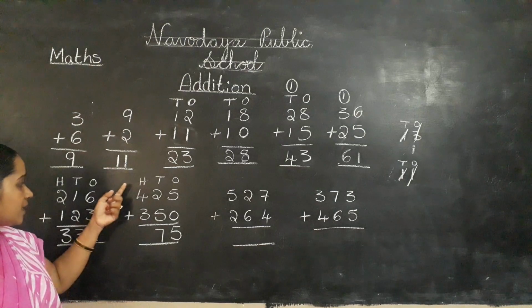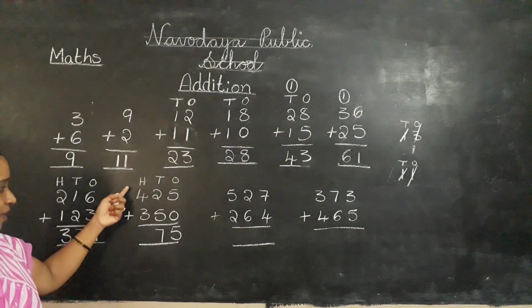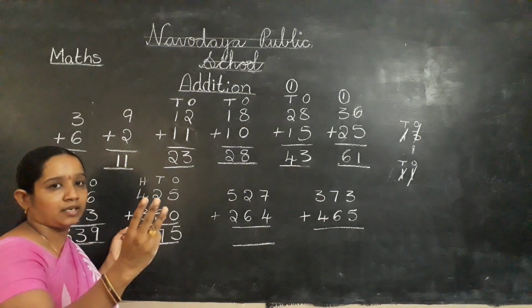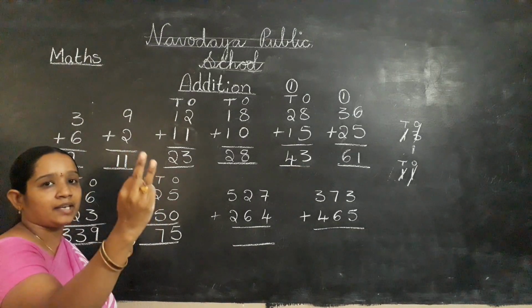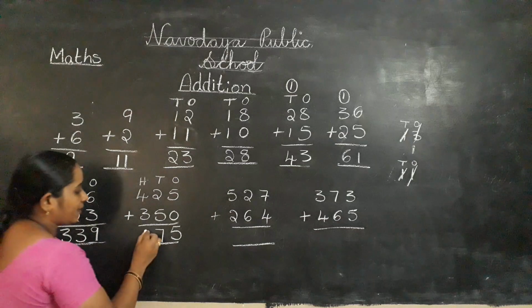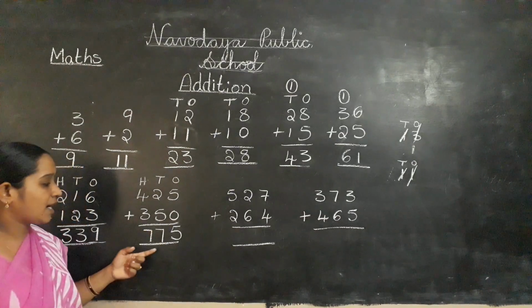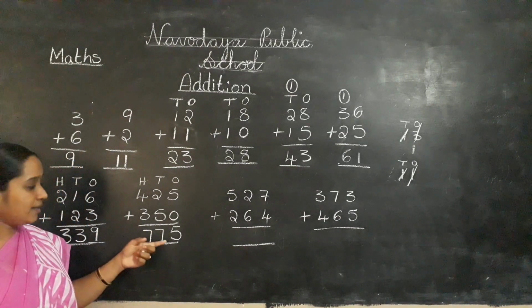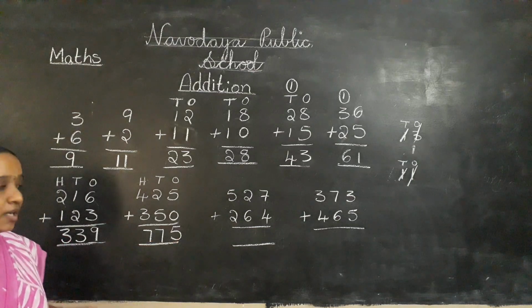Next, hundreds place. 4 plus 3. Keep 4 in mind, take 3 fingers. 4 after: 5, 6, 7. Again, 4 plus 3 is 7. So what is the answer? 775. Next one.